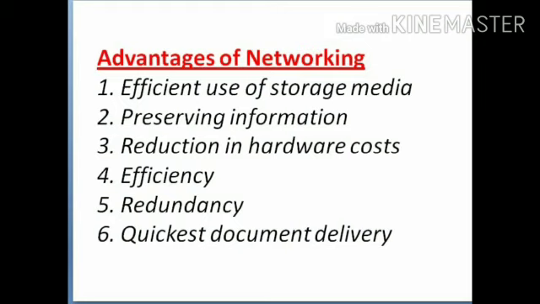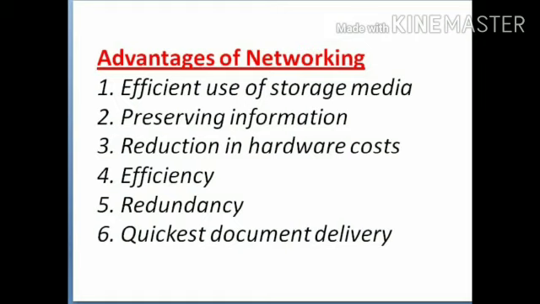Next is redundancy. A network reduces the need of hard copies of all documents. Sharing the soft copy of a file over the network eliminates or greatly reduces the need to share hard copies of reports or any other information. Means duplicate hard copies can be avoided. Next and last is quickest document delivery. Networking provides a facility to instantly deliver soft copies from one computer to another computer throughout the world.